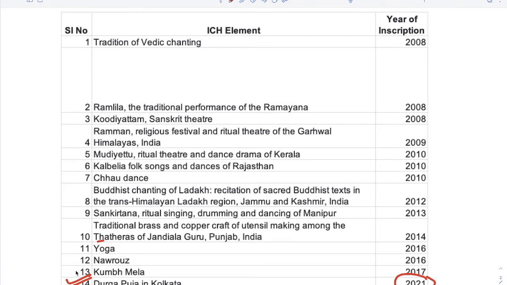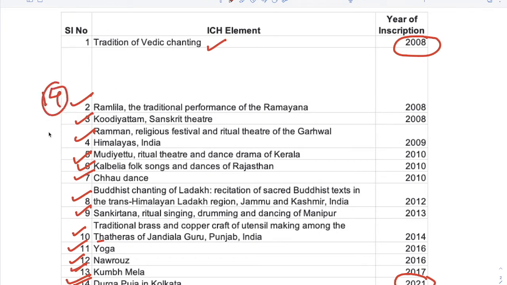Before that, Kumbh Mela. Okay, we will start with the first one, which was inscribed in 2008, that is the tradition of Vedic chanting. Next, Ramlila. Next, Kudiyattam, Ramman, Mudiyettu, Kalbelia, Chhau dance form, and Buddhist chanting of Ladakh, Sankirtana, and traditional brass and copper craft of utensil making, yoga, and Navroz. It is a Parsi New Year festival, and Kumbh Mela and Durga Puja. These are the 14 forms which are included.